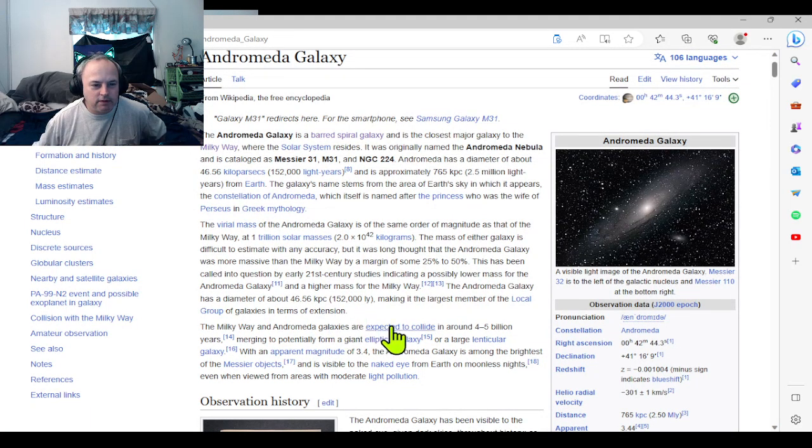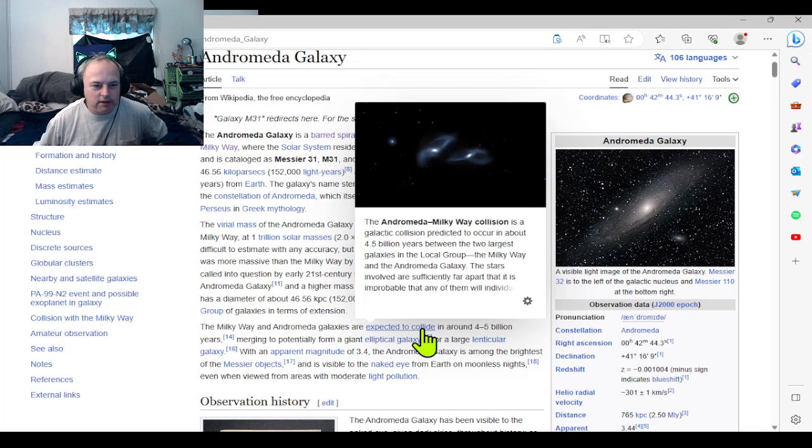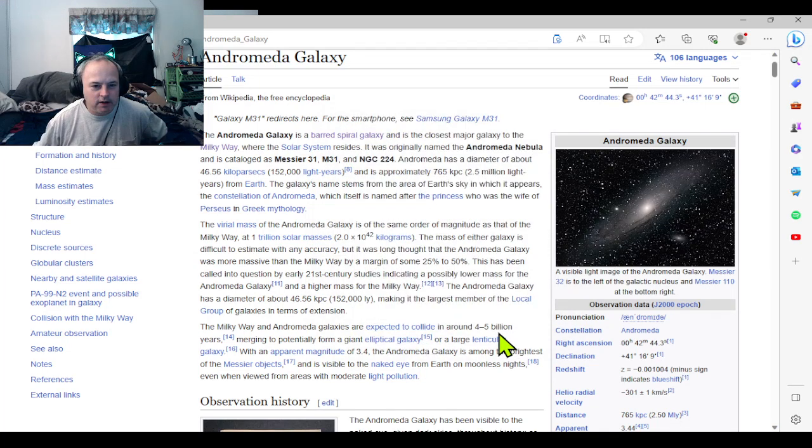The Milky Way and Andromeda are expected to collide in around 4.5 to 5 billion years, right? So if these two galaxies are going to be colliding in 4 or 5 billion years, that means that the Big Bang is not true. Because if the Big Bang Theory was true, all the galaxies would be moving away from each other, the expansion of space would have them all leaving from the same point.